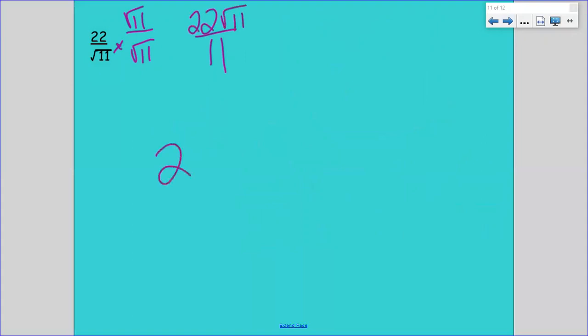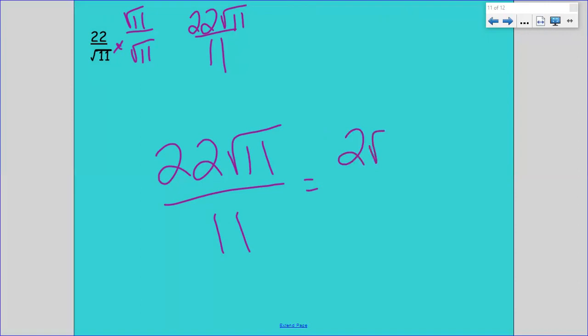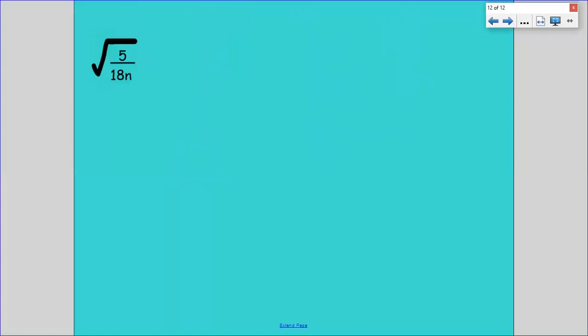But if this was my final answer, what would be wrong with it? Hopefully you're saying that it's not simplified. You'd be right. So 22 over 11 reduces to 2 over 1. So I can put a 2 square root 11. And I don't need to put that 1 underneath because that can just be assumed. And I'm done. All right, stick with me, guys. We got one more. You guys are doing great.